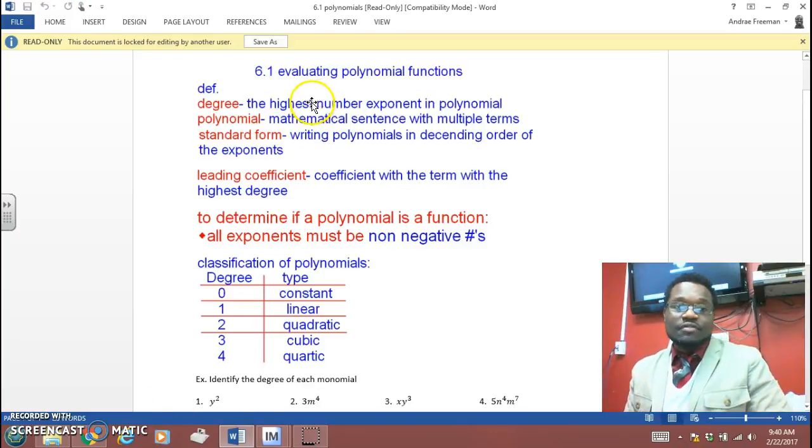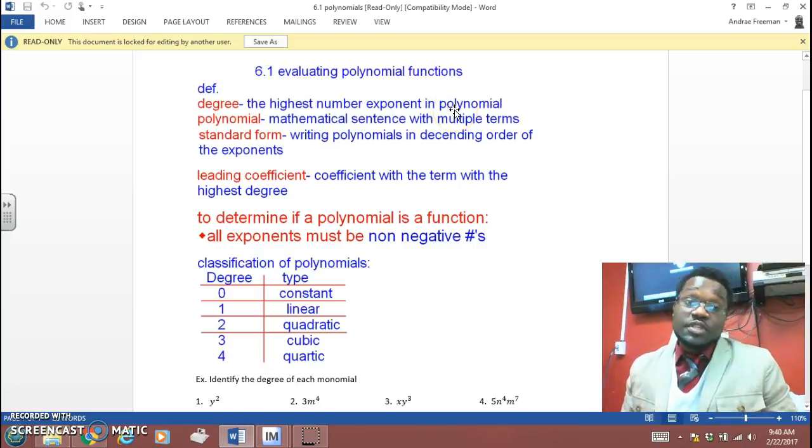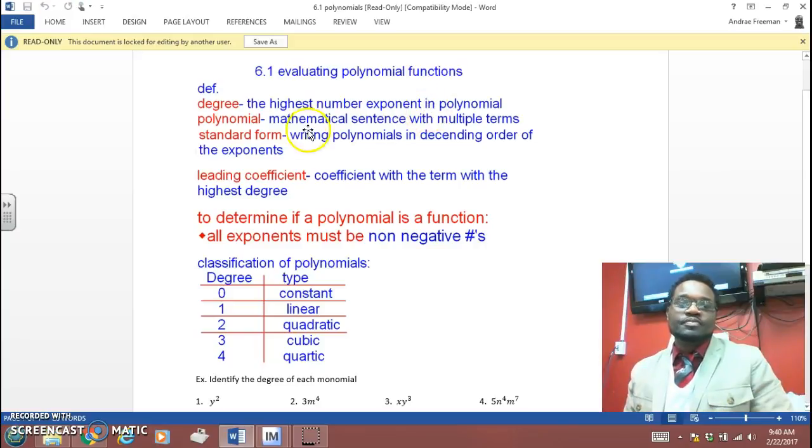All of this you should have written down, but the degree is the highest number exponent, or the biggest exponent in a polynomial. Okay, so if I ask you for the degree, you should know what I'm talking about. It is the biggest exponent. It may be the first one, it may be the last one, it may be in the middle somewhere. Who knows? But it's the biggest exponent.